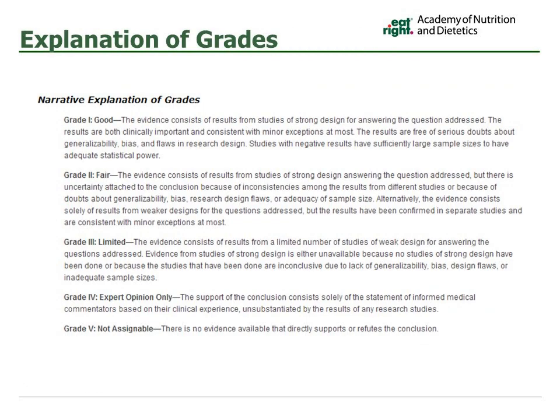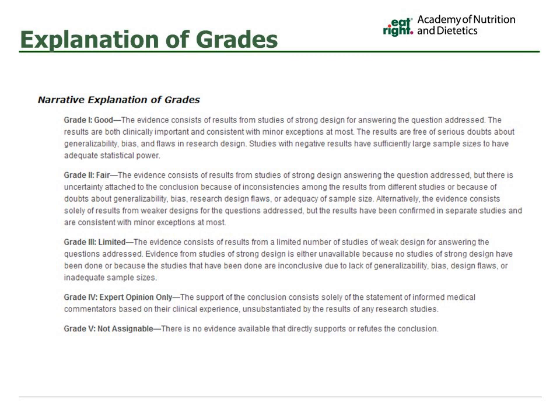As I said, grade 1 is the best, and that means that the evidence consists of results from studies of strong design for answering the research question, and not just one, but typically multiple. Fair, on the other hand, consists of results from studies of strong design answering the question addressed, but there is some uncertainty attached to the conclusion because of inconsistency among the results from the different studies. So you may have one study that was very strongly in this direction and another one that was less strong in that direction. So there's a little bit more inconsistency.